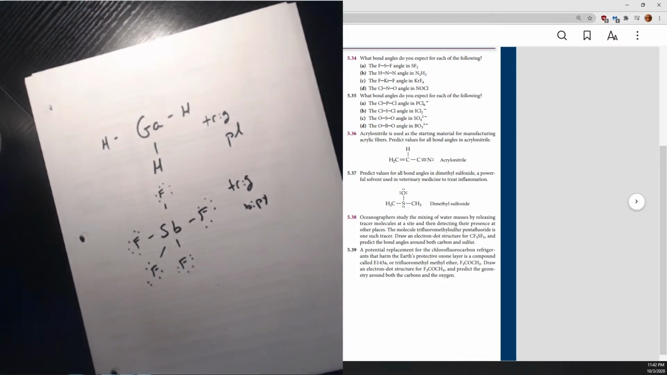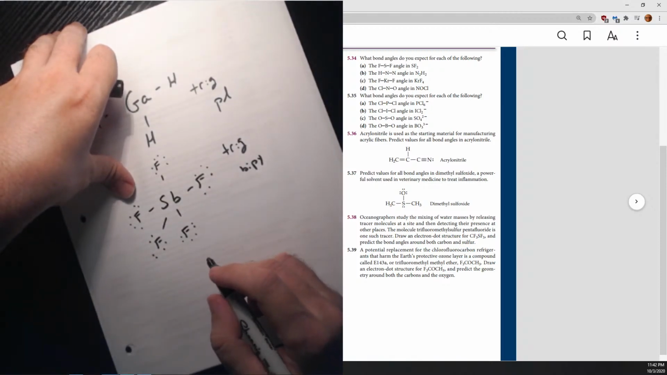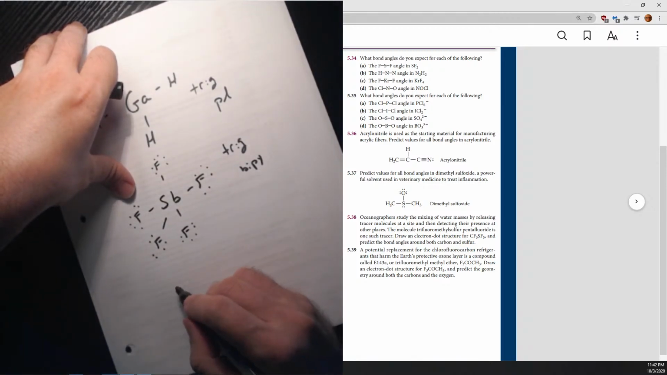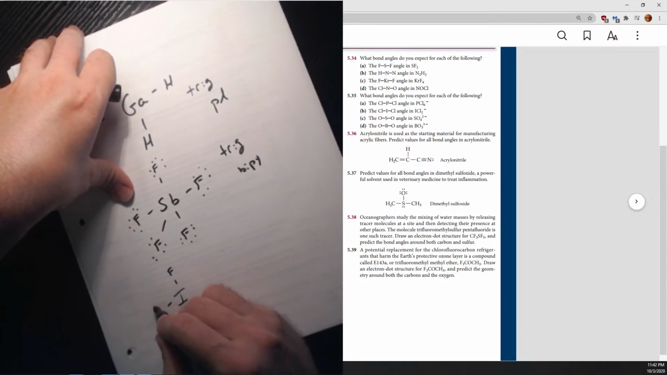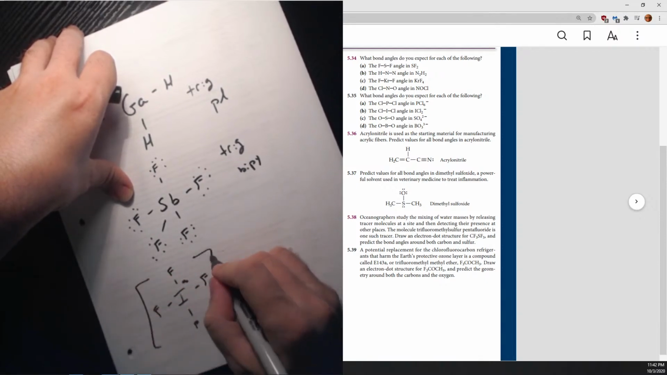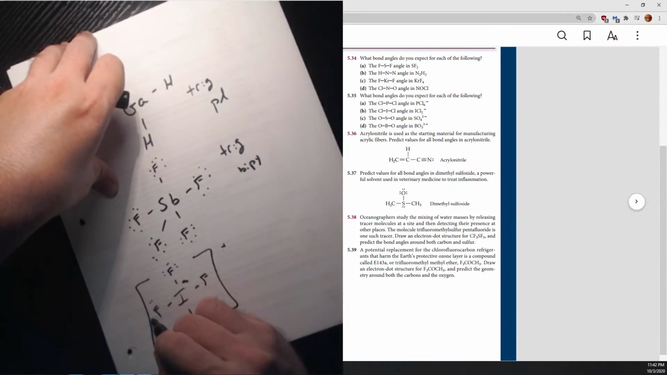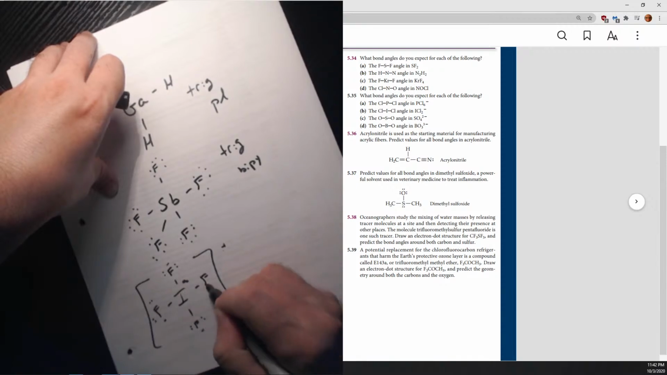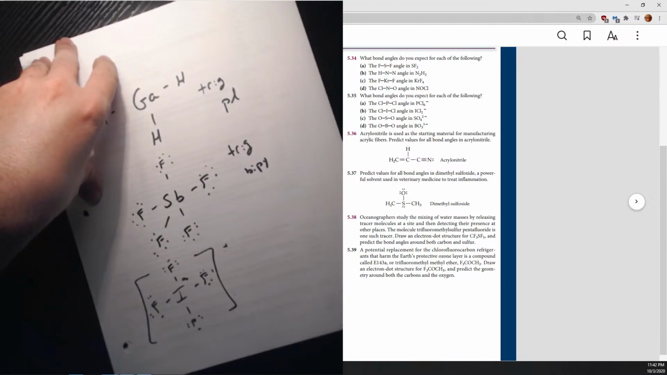Iodine tetrafluoride 1 plus. So that's going to be 34 electrons. It's going to be a seesaw or disphenoidal. We have a total of 34 electrons. And so iodine has a lone pair. That makes it disphenoidal or seesaw.